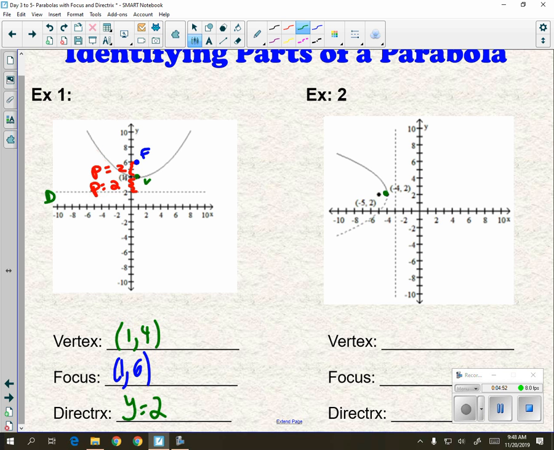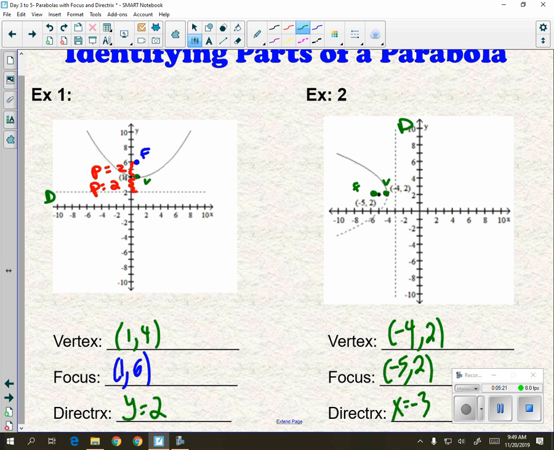And the next one, your vertex in the center, well, between the 2 points, your vertex is at -4, 2. The focus, which is inside, is -5, 2. And the directrix, which is on the outside, is a vertical line. Vertical lines get x-equals equations, and it goes through the x value of -3.